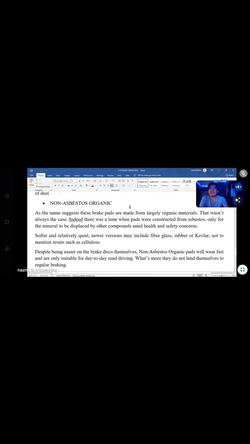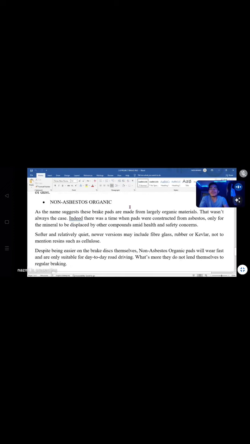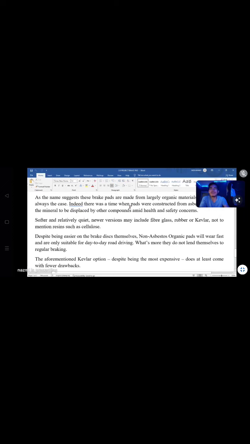And the fourth is non-asbestos organic. As the name suggests, these brake pads are made from largely organic material. That wasn't always the case. Indeed, there was a time when pads were constructed from asbestos, only for the mineral to be displaced by other compounds over health and safety concerns. Softer and relatively quiet, newer versions may include fiberglass, rubber, or Kevlar, not to mention resins such as cellulose.